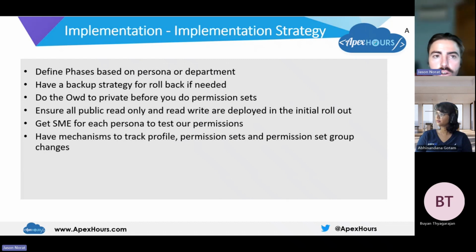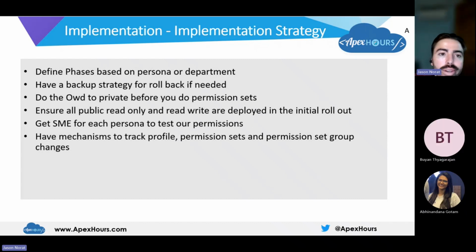Yeah, and I wanted to also touch on the implementation strategy of defining phases based on the persona and the department, and having a backup strategy to roll back if needed, right? So Abby was talking about some of those testing components, and you might have seen this slide toggle in between. I wanted to bring it back to this and ensure everyone knows about the org-wide defaults: setting those to private before you do your permission sets, and ensuring all public read-only and read-write are deployed in the initial rollout. That's something that doesn't always happen, but really should happen, and we should be thinking about that as administrators, as anyone in the audience of Apex Hours, whether it's administrators, developers, or someone on the PM team. So things like that for those initial rollouts are huge.